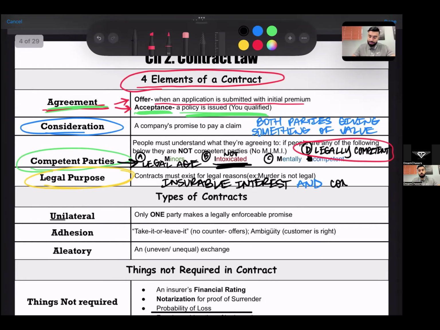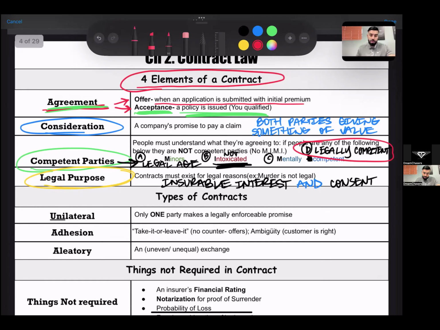So when there is insurable interest and consent, now we have legal purpose. So four elements of a contract there. Number one, agreement. Number two, consideration. Number three, competent parties. Number four, legal purpose. Okay. Now we're going to dive into three different types of insurance contracts that are out there.